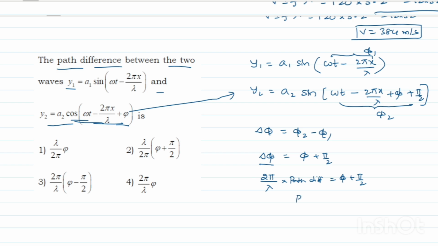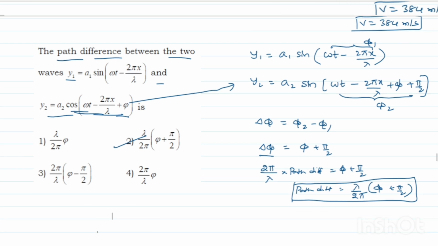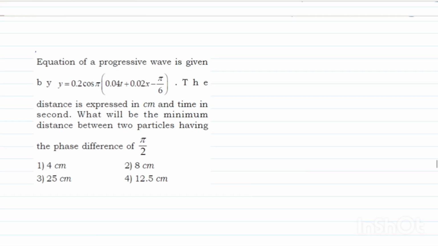Then the path difference will be equal to, just cross multiply this one, lambda by 2 pi into pi plus pi by 2. This is the path difference, lambda by 2 pi into pi plus pi by 2. Let us see the next question.